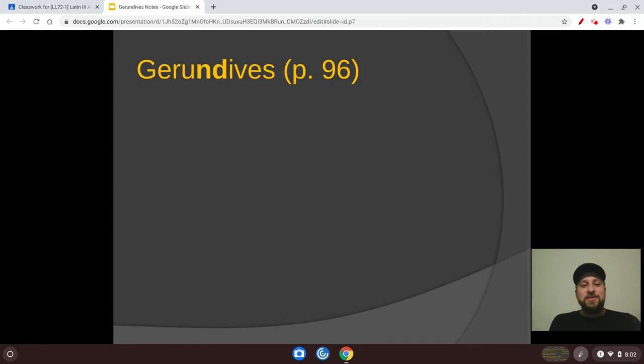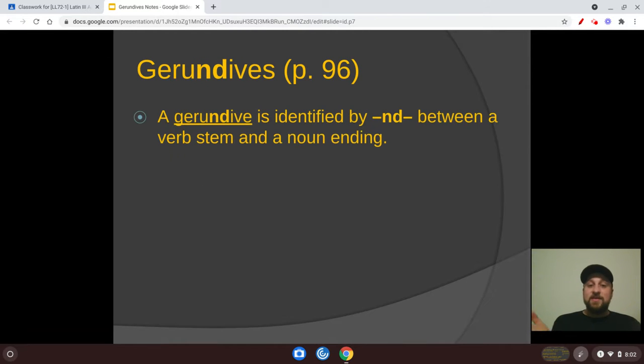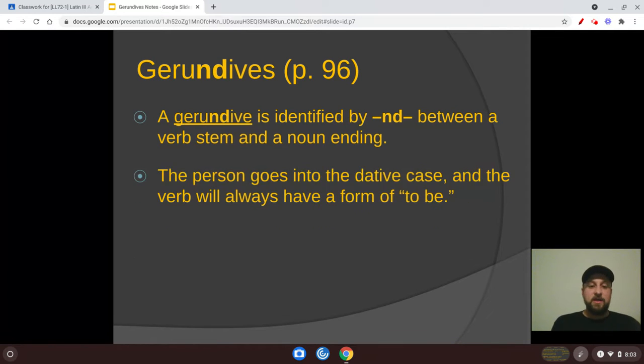So notice even with gerundives, I have right here in the title the letters ND in bold-faced in gerundives. And a gerundive is identified by ND between a verb stem and a noun ending. So in the middle of a word, you're going to see ND, just like ND is in the middle of the word gerundive. Now, English doesn't have what's called a gerundive. It only has gerunds, but Latin has this kind of adjective-gerund hybrid that I really don't want to get into too much detail on.